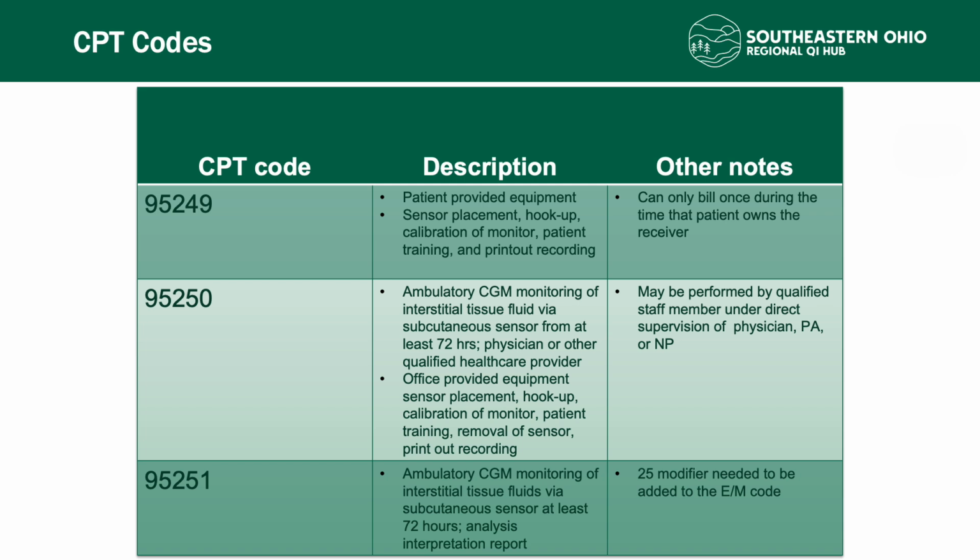The most common CPT code that's used for CGM is the 95251 code. And this is where the patient is wearing their CGM. They have at least 72 hours of data like we discussed. And then you do an analysis of the interpretation report, which we've gone through in other videos.